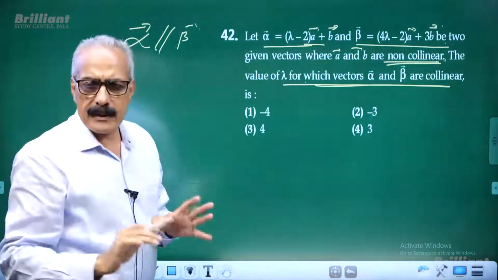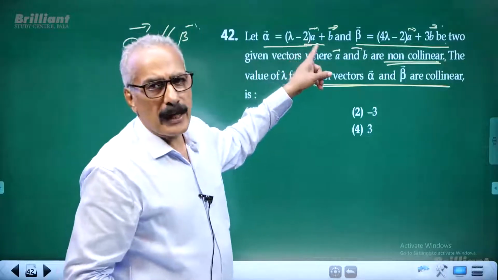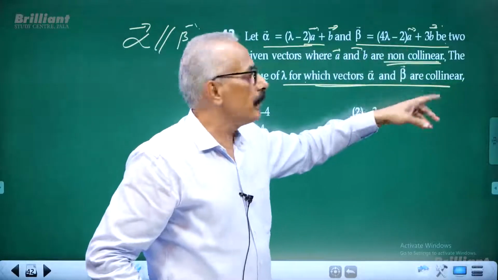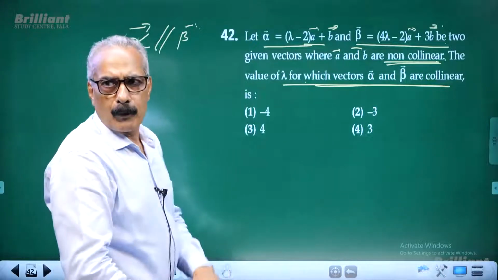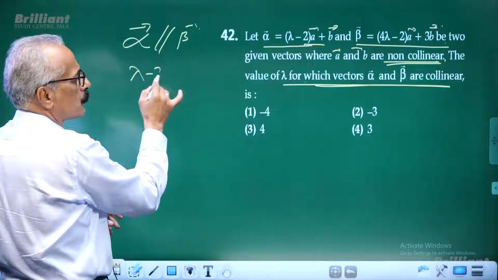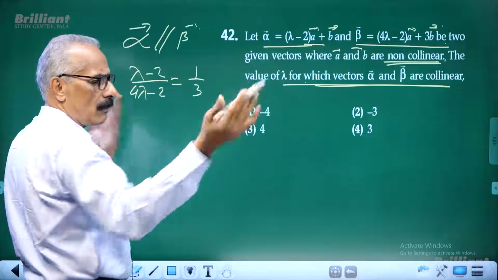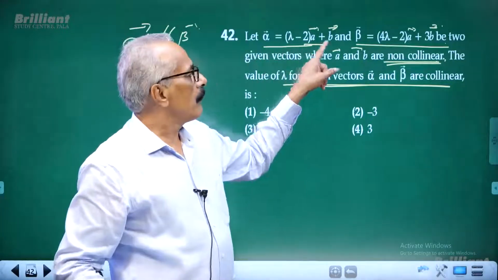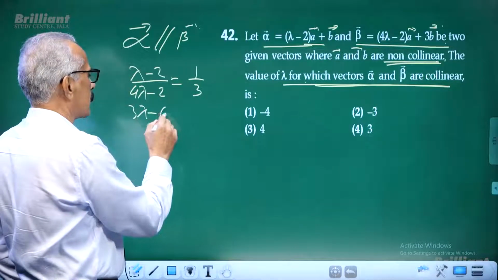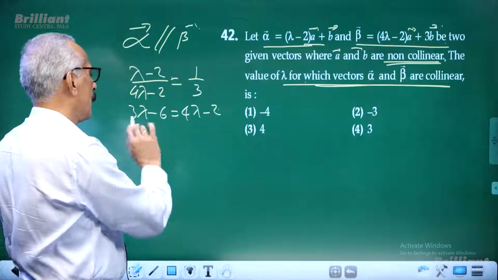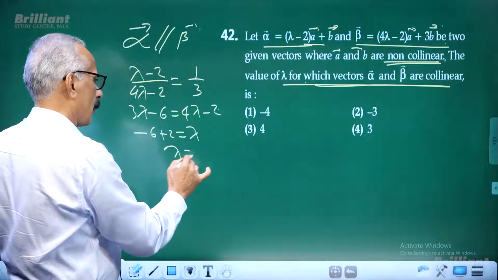The easiest thing is this: the corresponding coefficients are proportional. Alpha is expressed in terms of A and B, and beta is also expressed in terms of A and B. Therefore, collinear means parallel means the corresponding coefficients are proportional. So (lambda minus 2) divided by (4 lambda minus 2) equal to 1 divided by 3. Coefficient of A by coefficient of A equal to coefficient of B by coefficient of B. 3 lambda minus 6 is equal to 4 lambda minus 2. Taking lambda to this side, minus 6 plus 2 is equal to lambda. So lambda is equal to minus 4. Your answer.